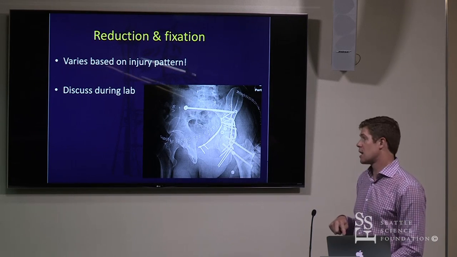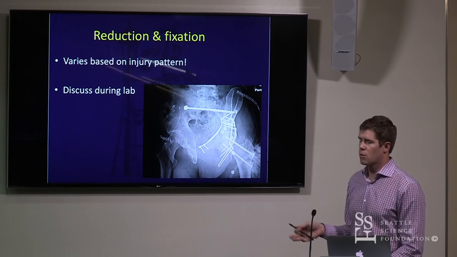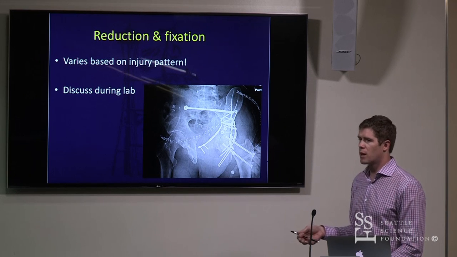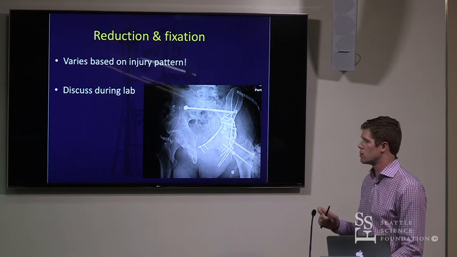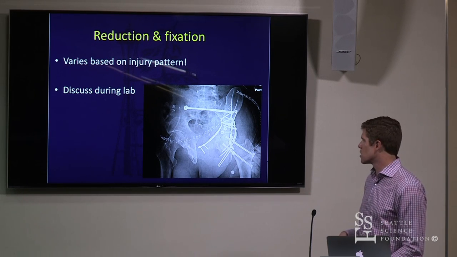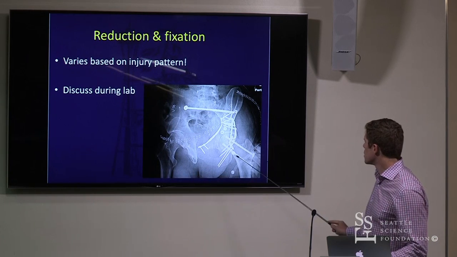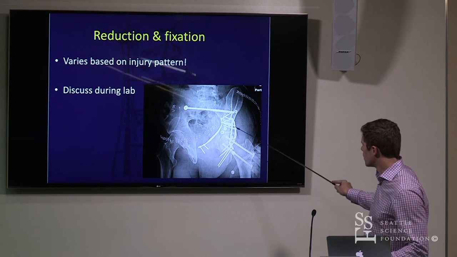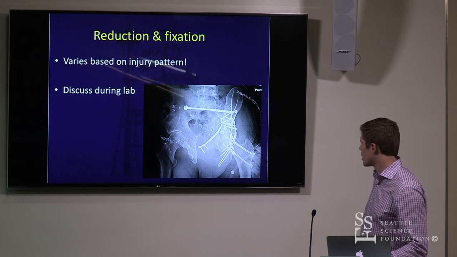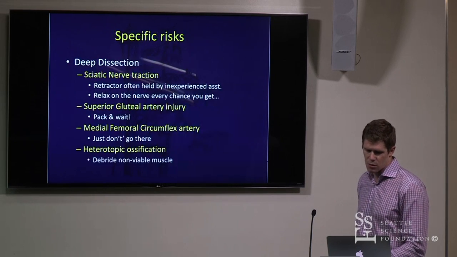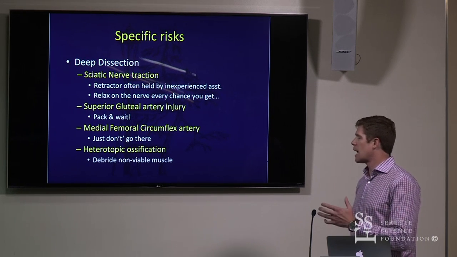The reduction strategies for the posterior column and posterior wall fixation depend on what injury you're treating. And we can talk about the various injury patterns and how we're reducing those, and then the plate application as well. Typically, as you all know, if you're treating a posterior wall fracture, you're going to have a more peripheral plate along the posterior wall, and then a second plate along the posterior column to support both of those structures individually.